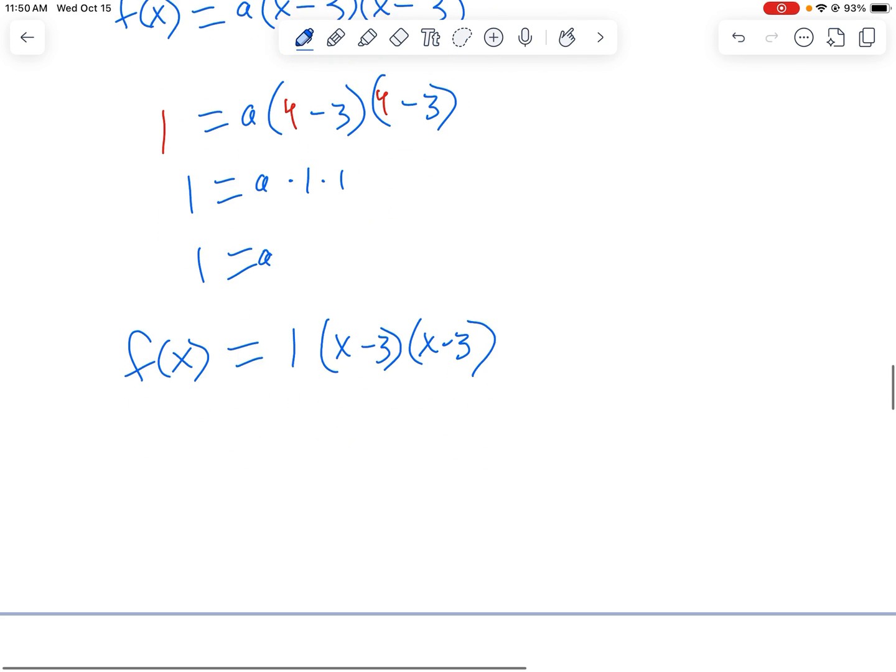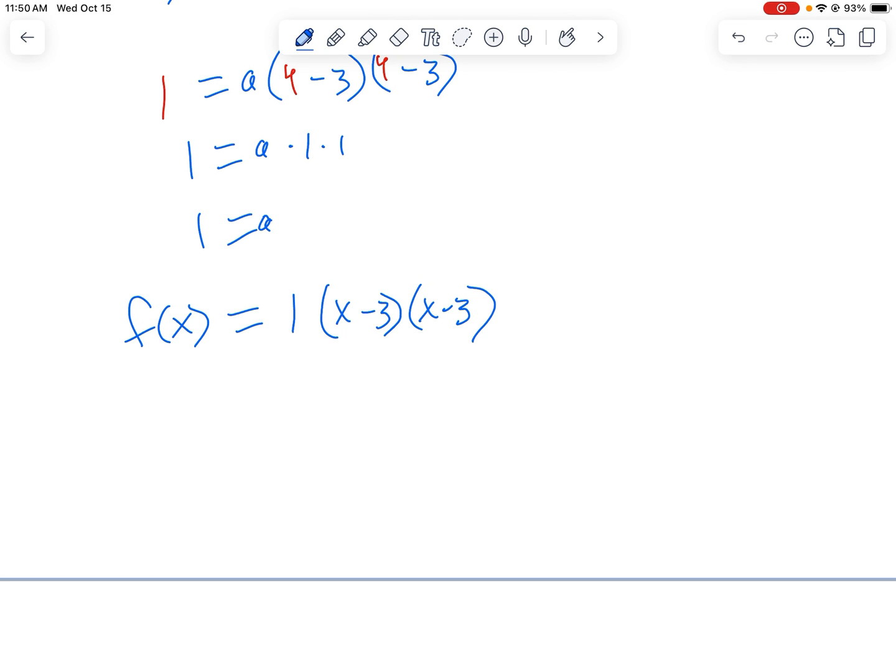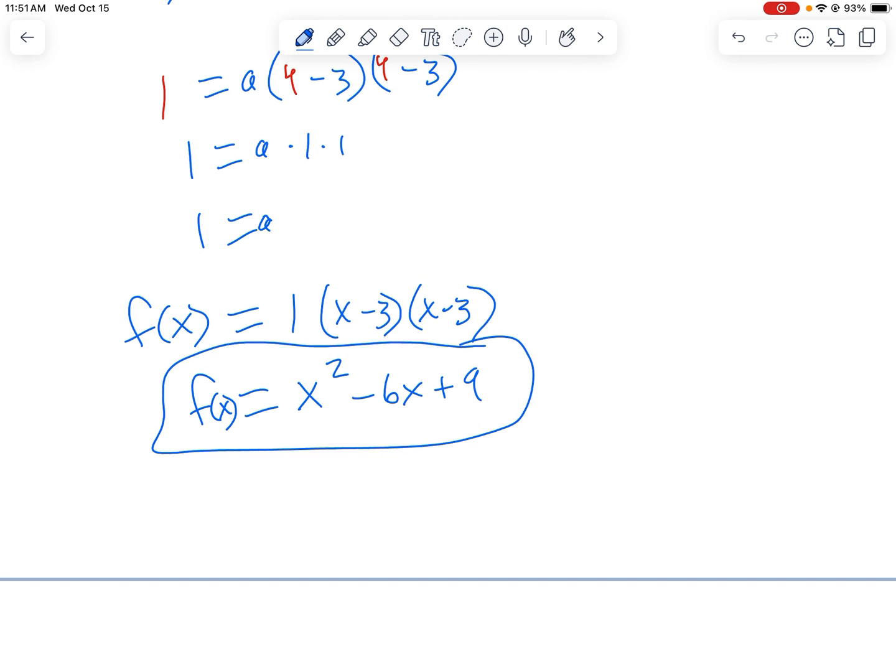So this is the factored form. We need to distribute things down to get the standard form. Times by 1 does nothing. And so really I just need to double distribute here. And so the way you distribute that, you get negative 3 plus negative 3 to get the middle term. And then negative 3 times negative 3 to get the last term, which is positive 9. And now I got my standard form for my quadratic.